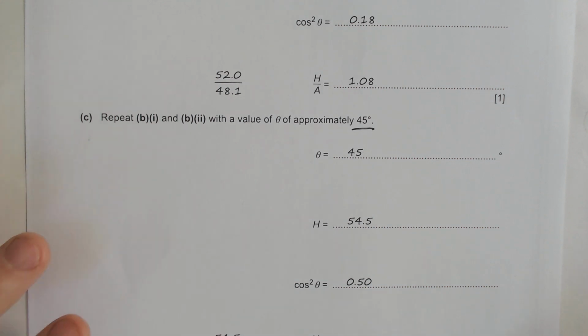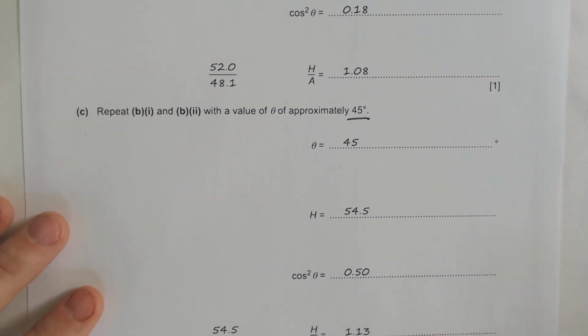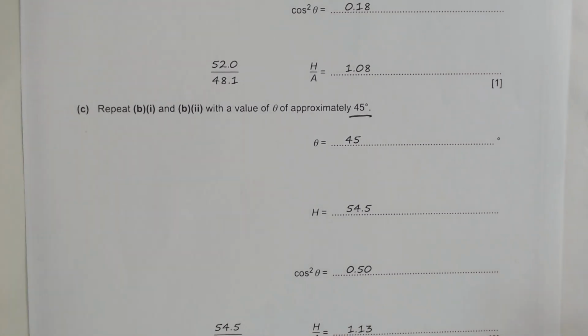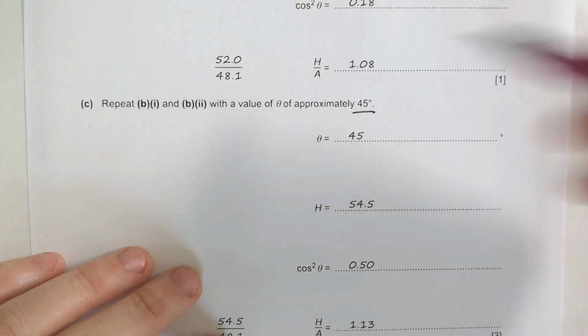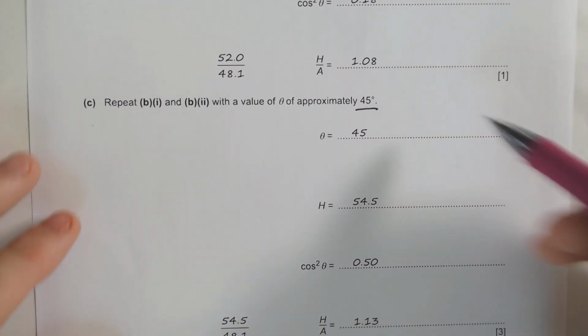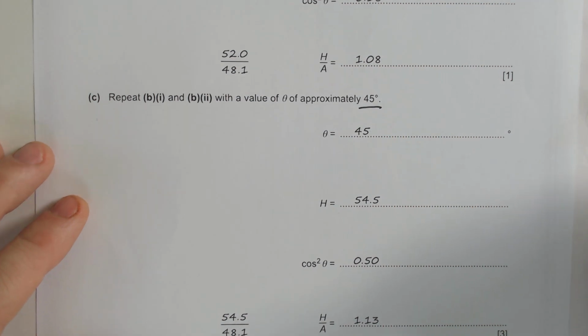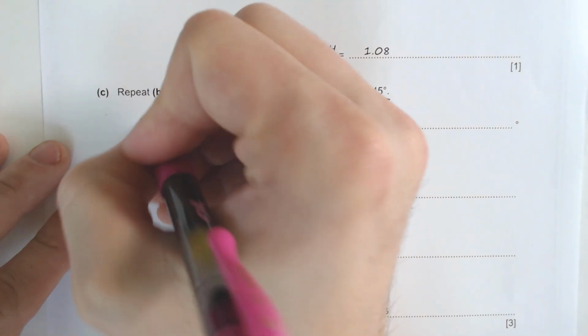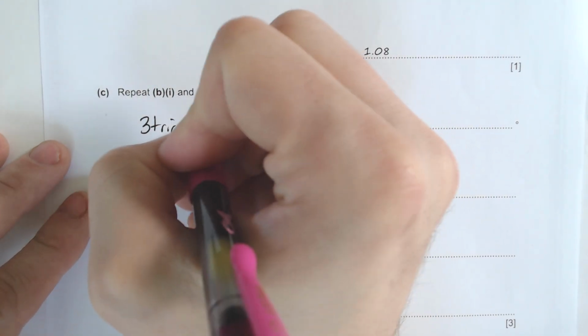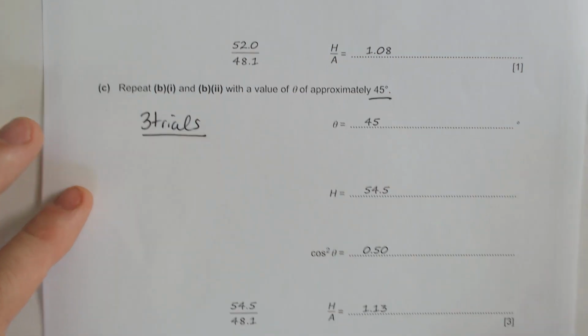We have no idea what yours is going to be, but you repeat everything again, where you have to measure the height and the cosine squared or whatever they have you do again. But in this case, you're not expected to represent the 5 trials. I recommend, even though you're not expected to show it, to do 3 trials here.